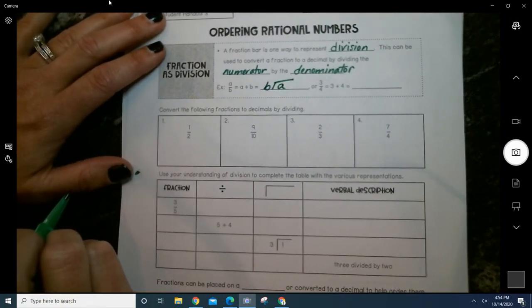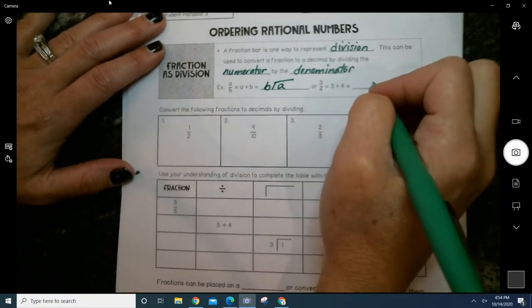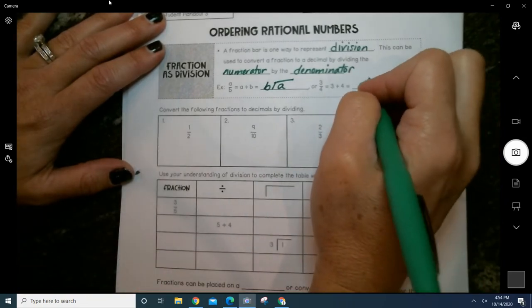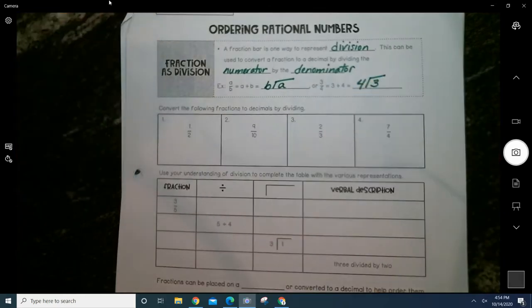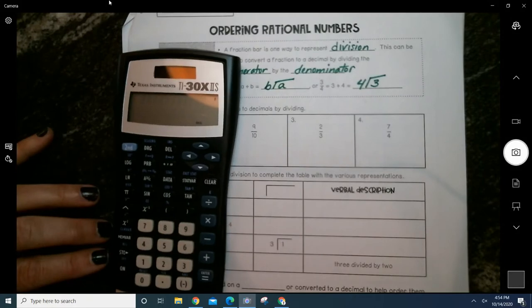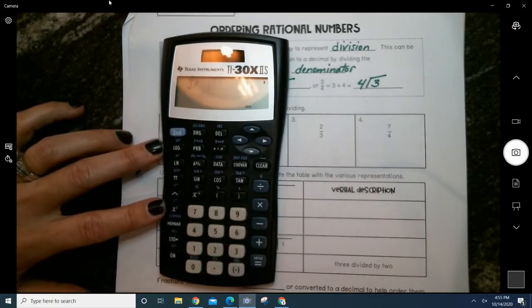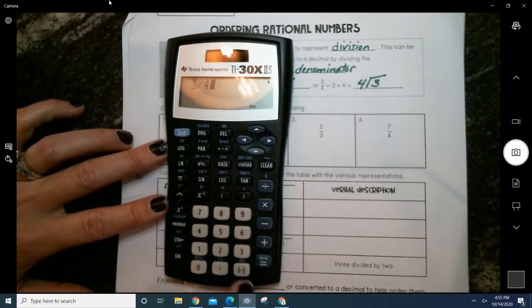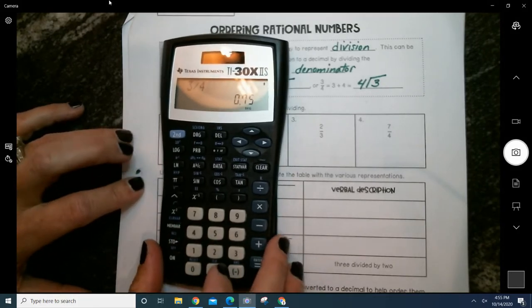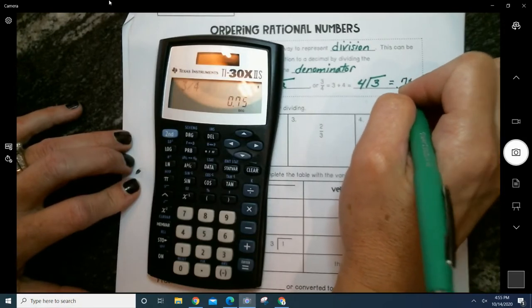Or 3/4 equals 3 divided by 4. In your calculator, you put the top number in first, and then you hit the divide sign, and then you hit 4. So 3 divided by 4 is going to equal 0.75.